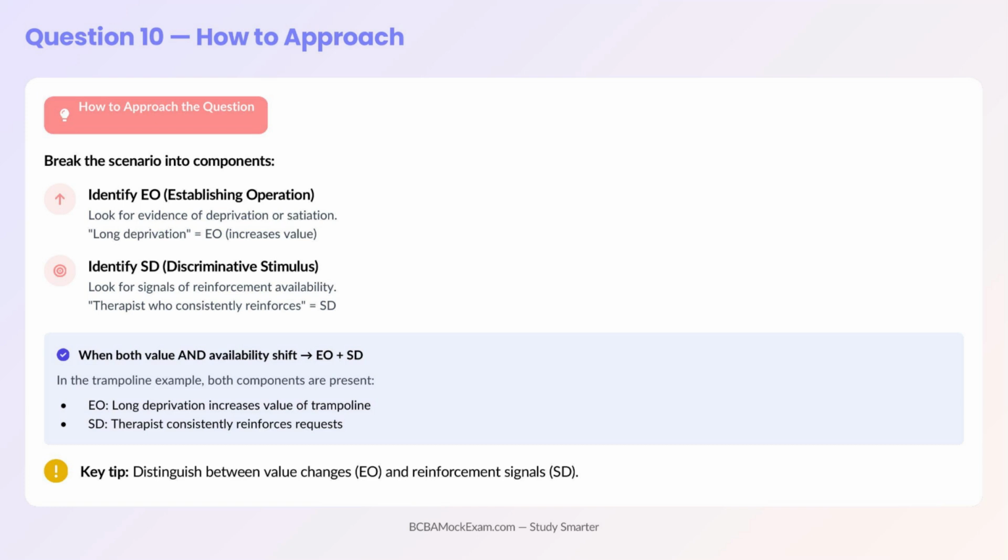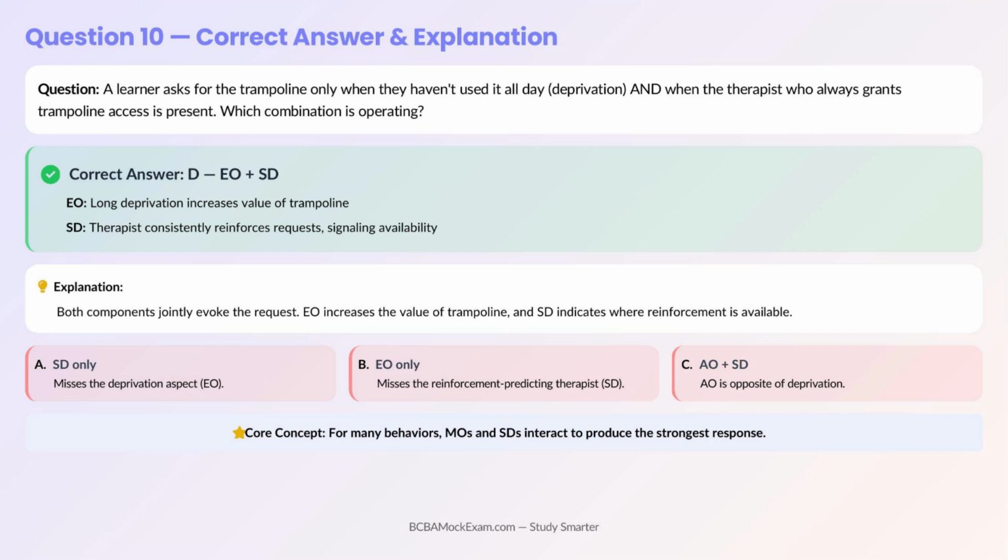First, long deprivation indicates an EO because it increases the value of the trampoline. Second, the therapist who consistently grants access functions as an SD because the therapist signals that the request will be reinforced. The slide explains that when both value and availability shift, the correct answer is EO plus SD. You identify deprivation, identify the reinforcement signal, and combine the two components to reach the correct conclusion. The correct answer is D, EO plus SD.